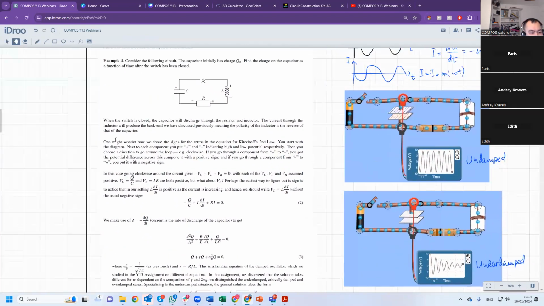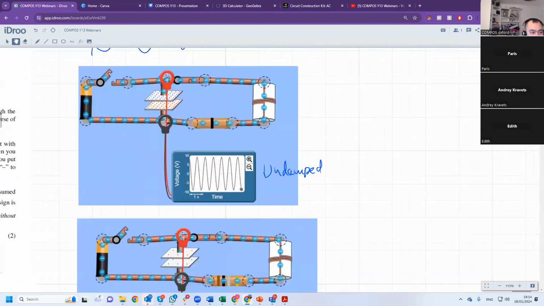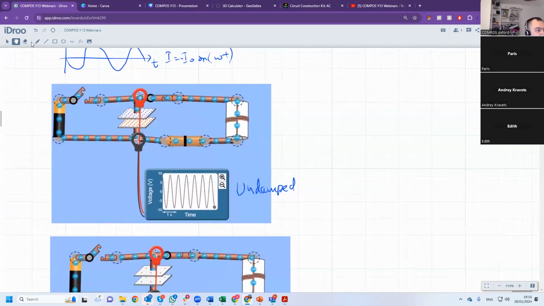So we will write Kirchhoff's second law, which says that in any closed loop, the voltage adds up to 0. So the voltage on the capacitor plus the voltage on the resistor plus the voltage on the inductor is equal to 0.